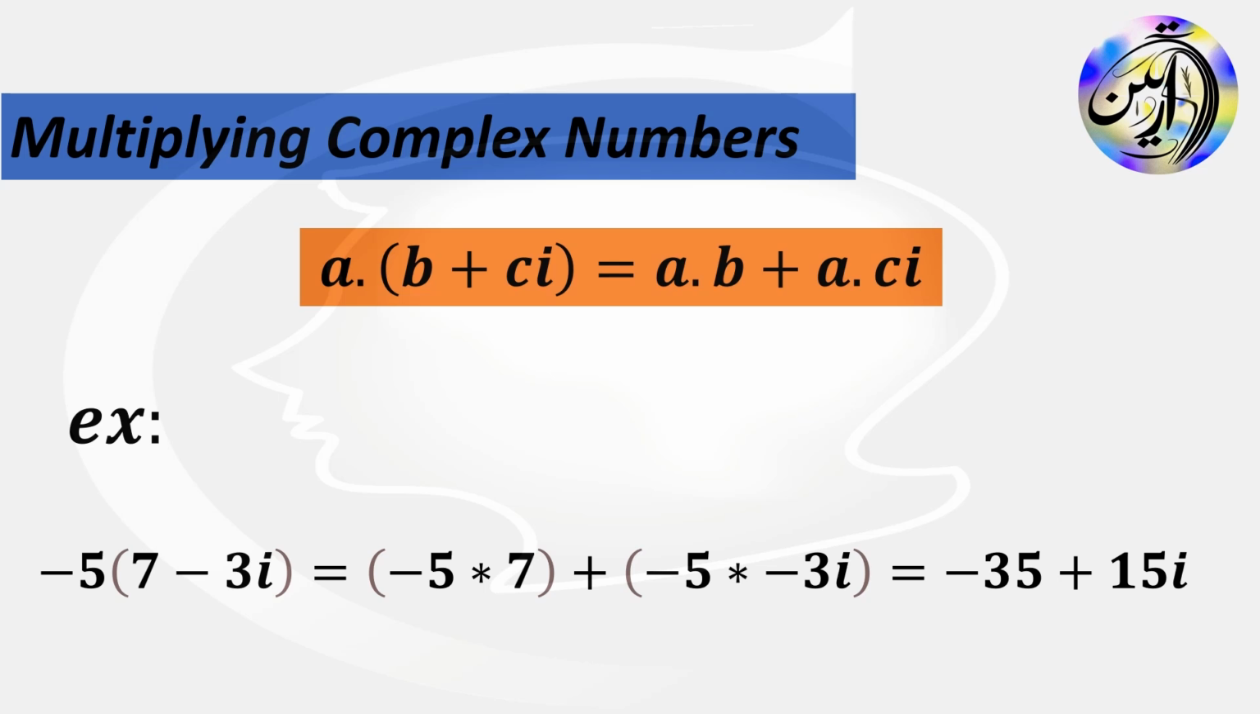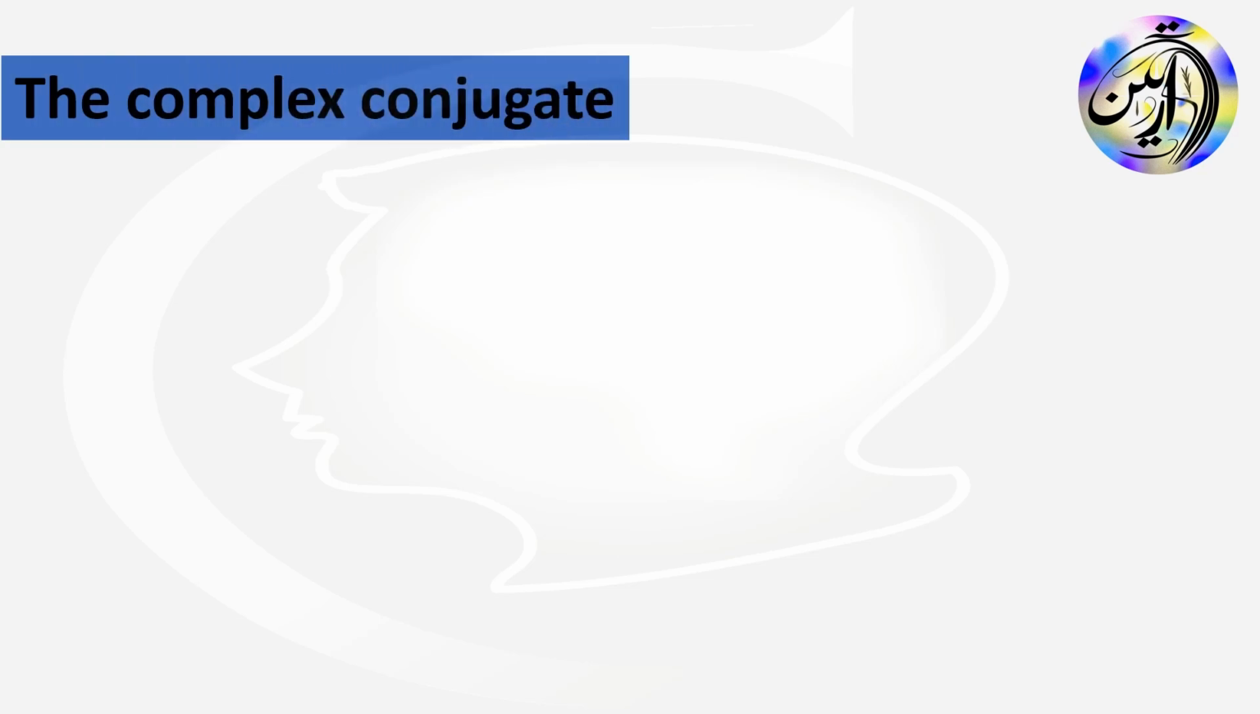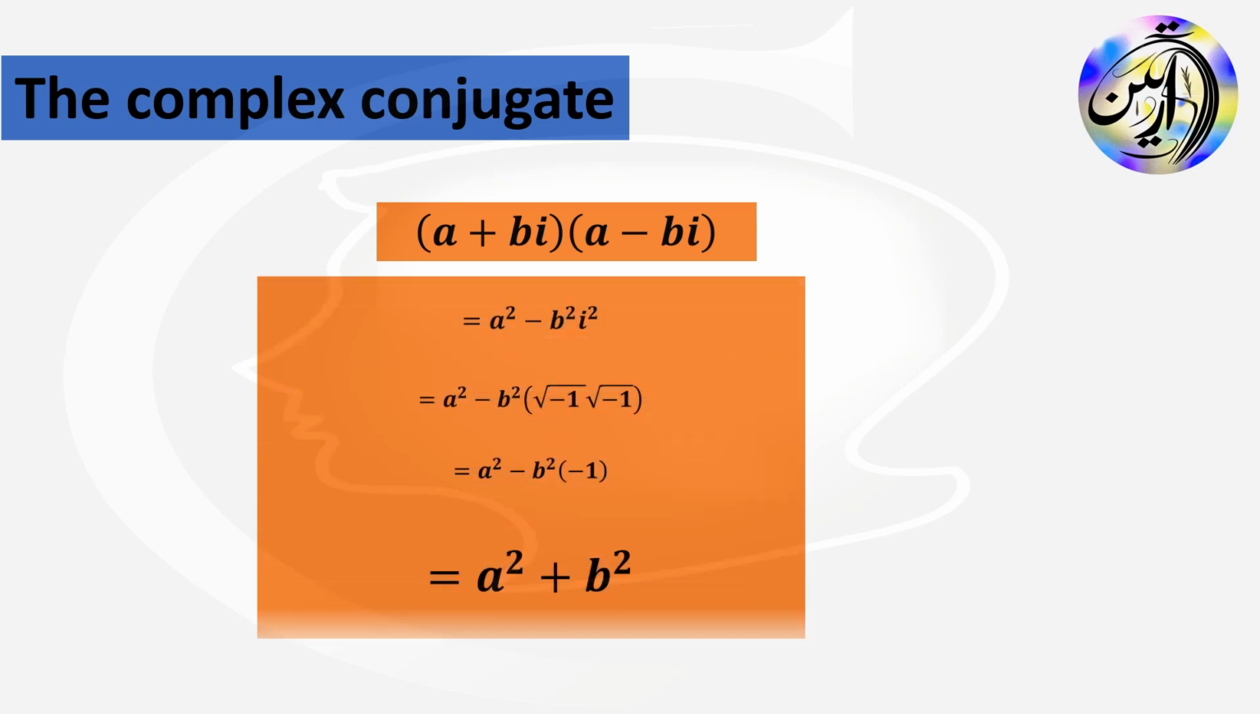Don't panic, we've got a secret weapon. It's called the complex conjugate. If you have a plus bi, its conjugate is a minus bi. Just change the sign. That's all. Why does it work? Watch. a plus bi times a minus bi. Expand it. The imaginary terms cancel. You get a squared plus b squared.